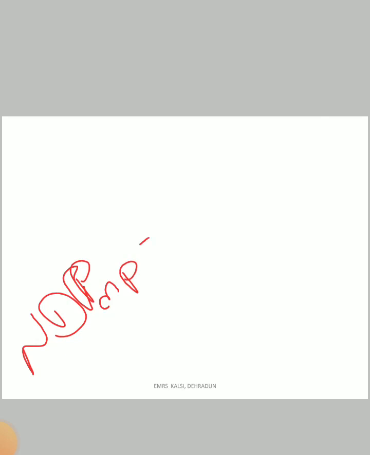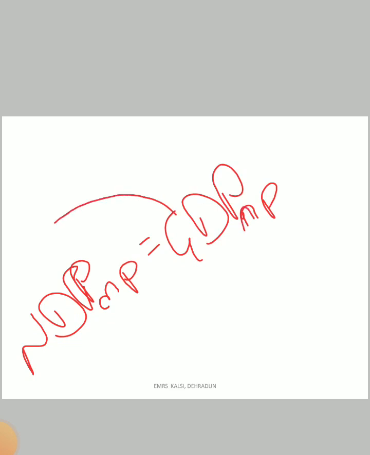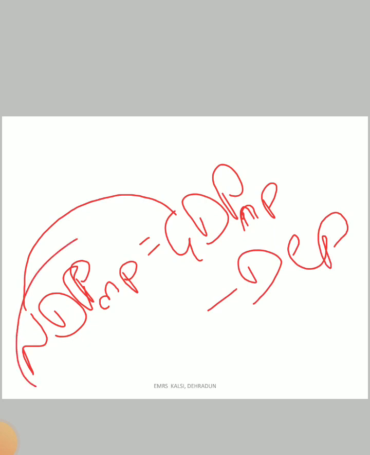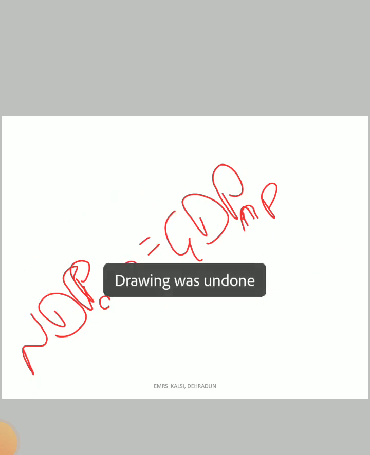To change gross into net, we see here, you are given NDPMP equals GDPMP. So you have to change gross into net. What you will do is subtract the depreciation, and you will get the NDPMP. So these are the basic conversions which you have to do.